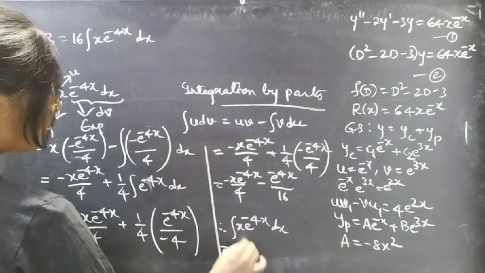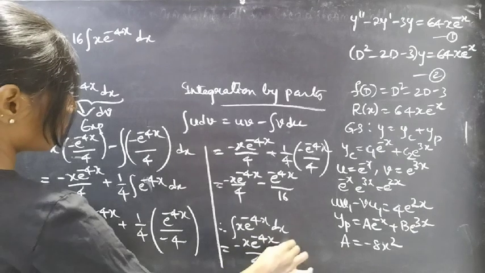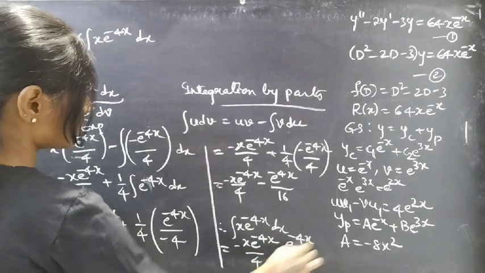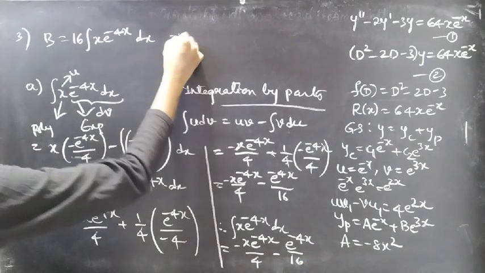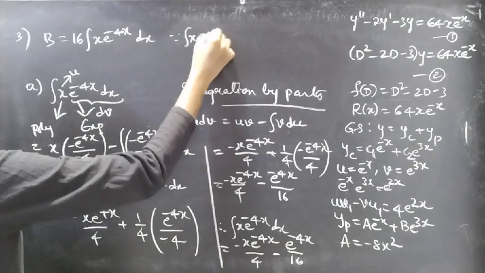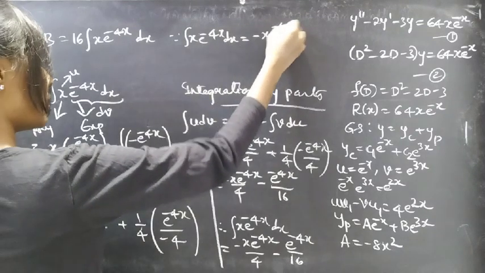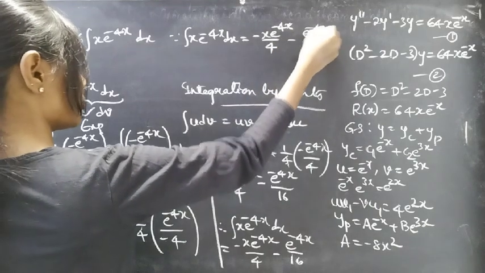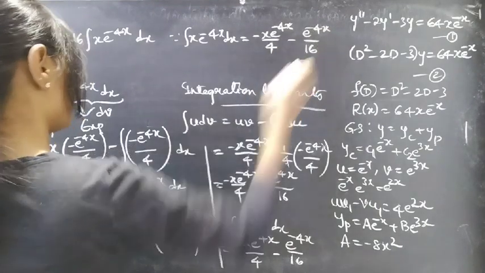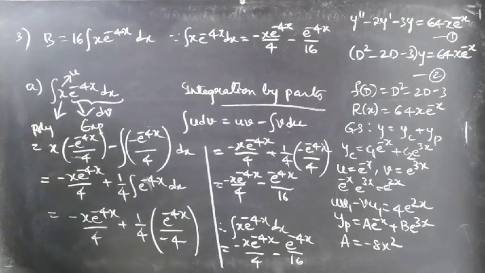Therefore, integral x e power minus 4x dx equals minus x e power minus 4x by 4 minus e power minus 4x by 16, right? Since integral x e power minus 4x dx is minus x e power minus 4x by 4 minus e power minus 4x by 16, you can just replace this integral by this result. Okay, now coming to b.